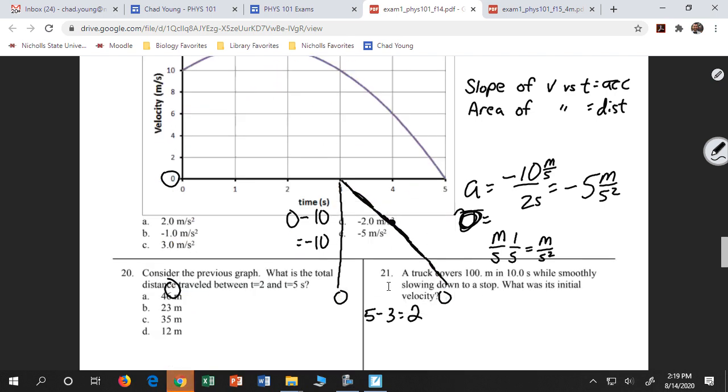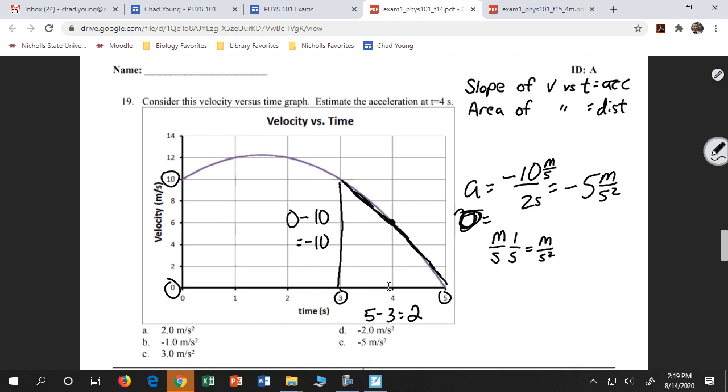The next part asked, what is the total distance traveled between 2 and 5 seconds? If the slope of the graph is the acceleration, the area of the graph is the distance traveled. Have you had calculus yet? Some maybe in high school a little bit, or maybe you're in calculus now. When I talk about the slope, that is really just a key word for the derivative, dv/dt. If you've seen that before, that's what that is. The derivative is really just the slope of a graph. And so the acceleration is defined as dv/dt.